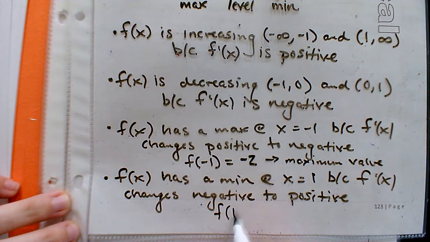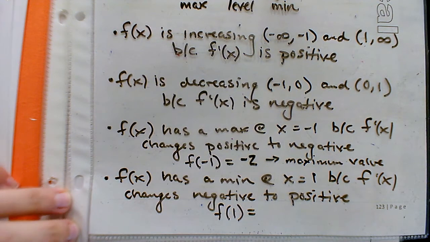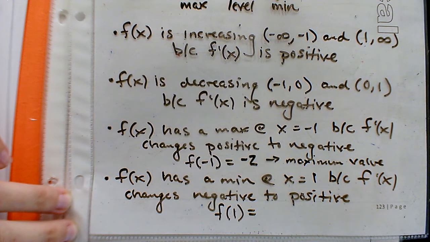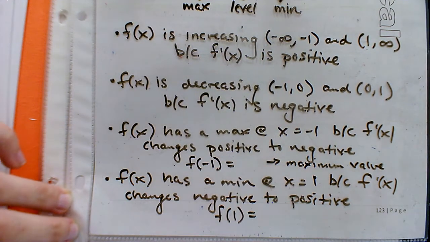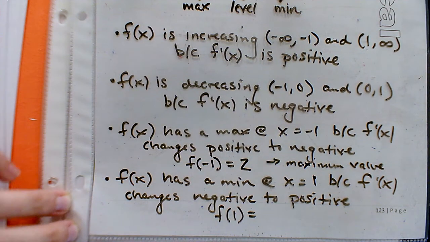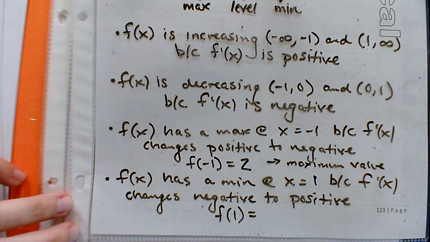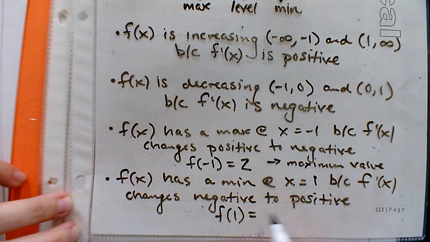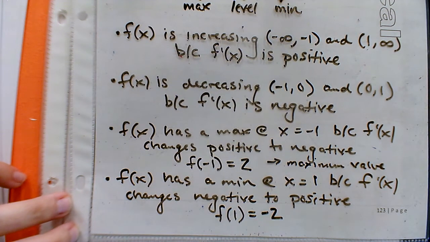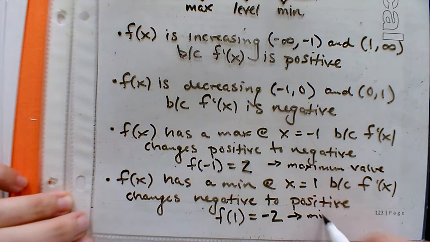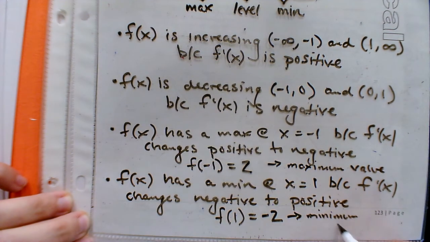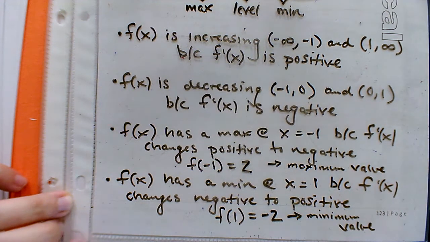And let's go ahead and plug in 1 into the original function. Did I get them switched? Sorry. This is positive 2, right? Okay. And if you plug in 1, that's where you get negative 2. Okay, I was looking at the wrong one. So there's a minimum value.